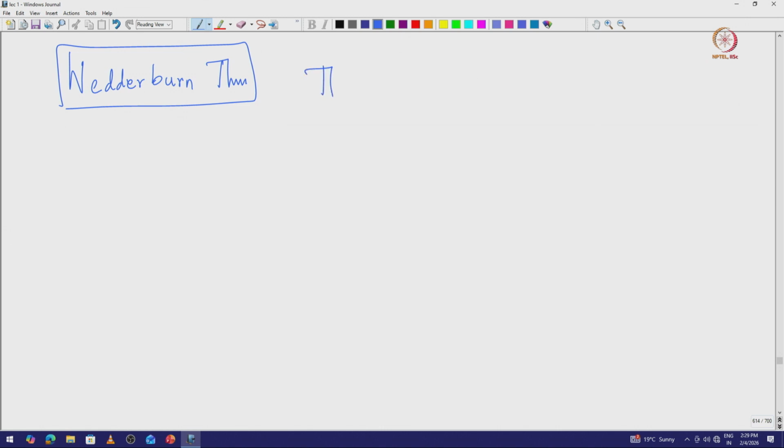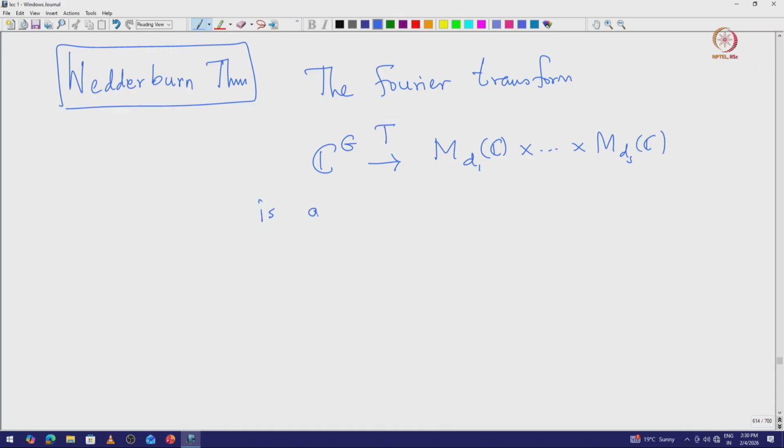So the Fourier transform from CG to this product of matrix algebras is a C algebra isomorphism. Okay, so that means one will be able to actually recover a given function using its interpretation in terms of the basis consisting of matrix coefficients. So, that is what this theorem actually tells us.